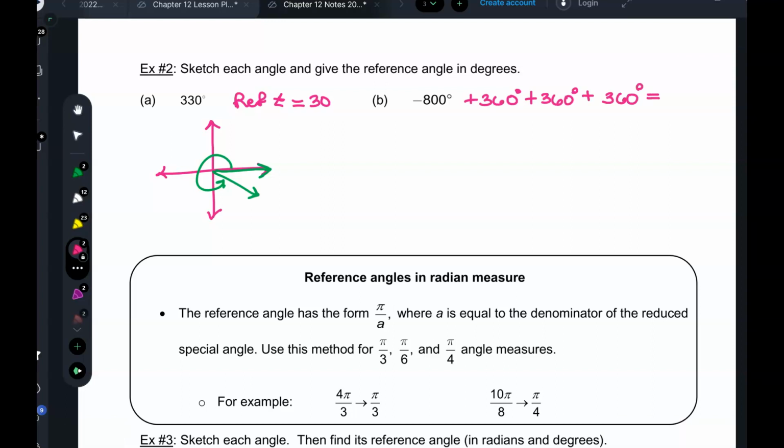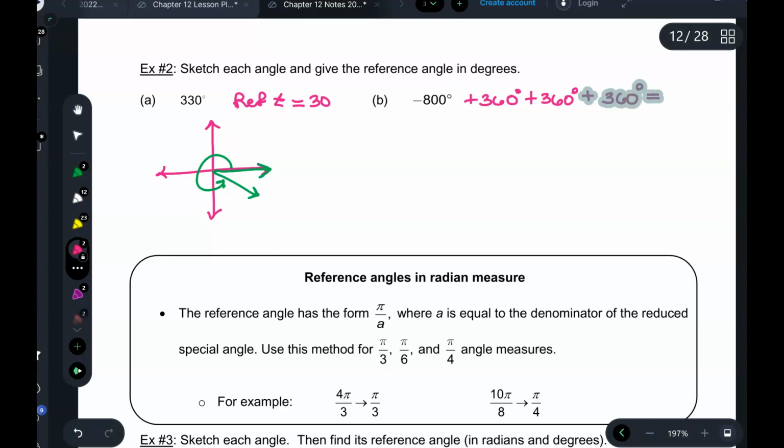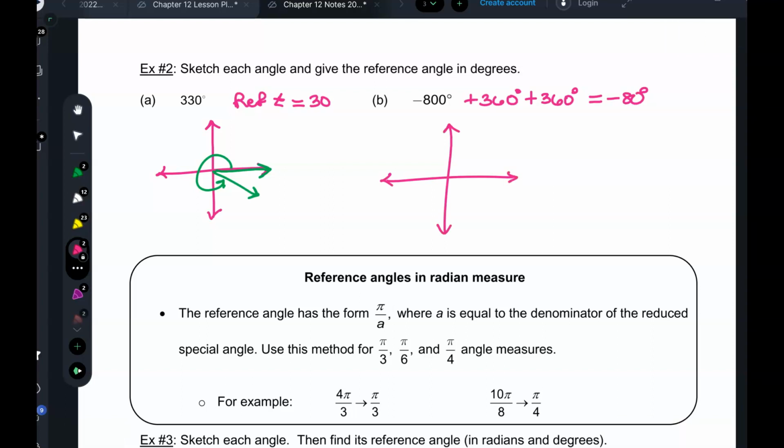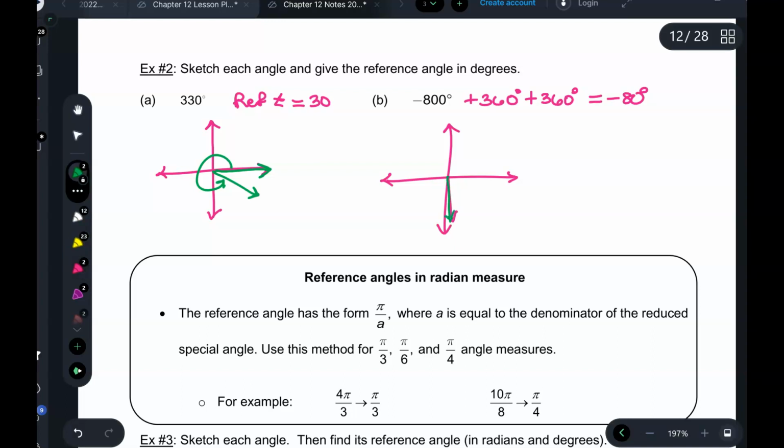It's in the third quadrant. But can we just do two 360s? It doesn't matter if it's negative, as long as you know where to go. So if you stopped with 2, it would be negative 80 degrees. Okay, so let's go ahead and sketch it. I need to go backwards. It's in the fourth quadrant, right there, and it goes around 3 times. So we're going to go clockwise. It's going to go around.